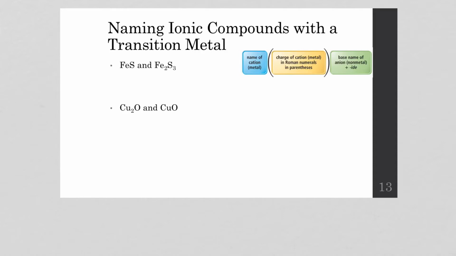Now, of course, the reason we need to do this is because if a metal can have multiple charges, then it can form multiple compounds with the same element. So iron and sulfur can combine in these two different compounds. Well, we can't name these the same. If we were using our simple naming system, these would both be called iron sulfide. But, of course, they're not the same compound. So how do we distinguish them?